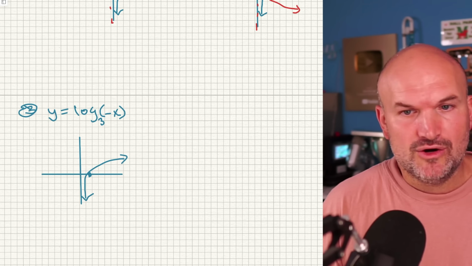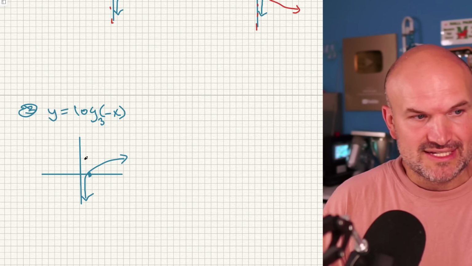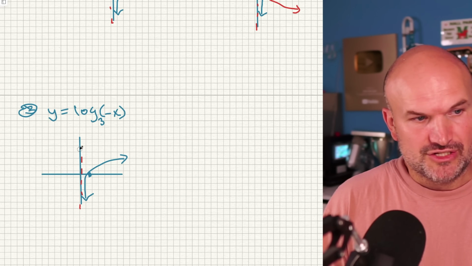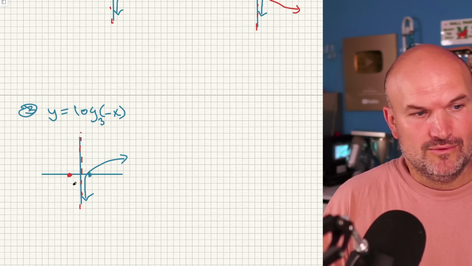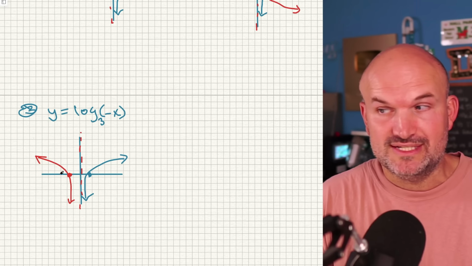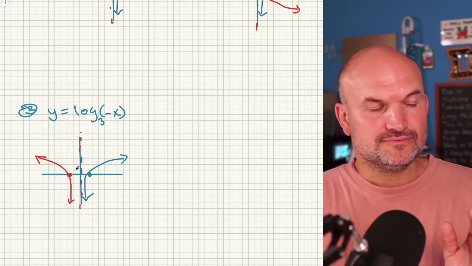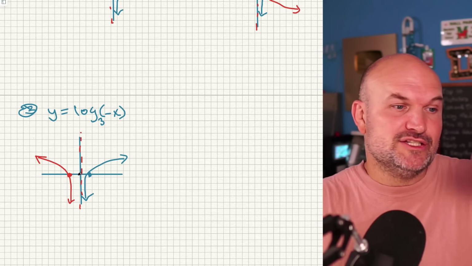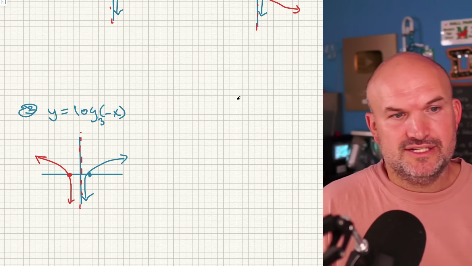But now if I go ahead and reflect this about my y-axis, my vertical asymptote is not changing, right? That's about the same. But now what I want you guys to see is my x-intercept has now changed to negative 1, 0, and now my domain is from negative infinity to 0.